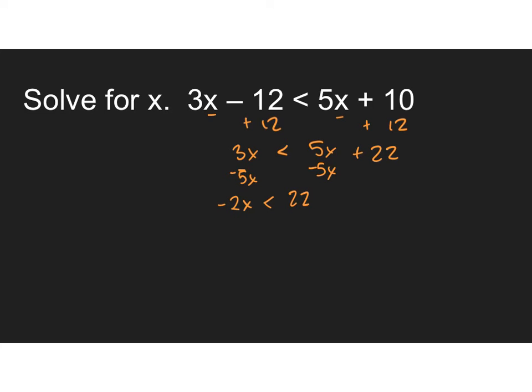Now we'll look at negative 2 times x, and to get x by itself, we're going to have to do the inverse operation, which is division. So we will be dividing by a negative. So we have to use our golden rule of inequality, meaning we are going to have to flip this sign because we are dividing by a negative.